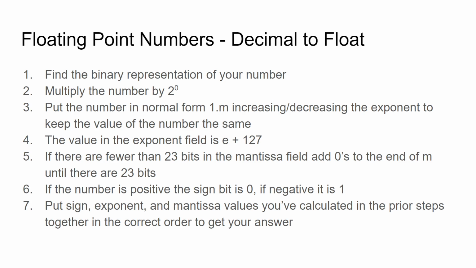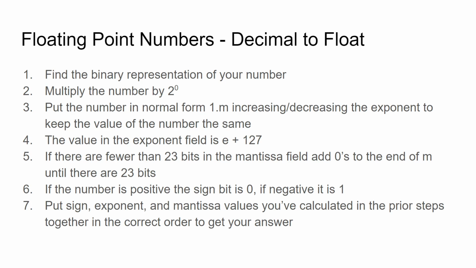Why do you think we add them to the end of the field and not the front? Remember, our numbers are in the form 1 point something. So if you put zeros at the front, it would now be 1.000000000m. Is that the same thing as 1 point m? No, right? You accidentally made it a lot smaller. But if we put the zeros at the end after the mantissa, it's going to be 1 point m 000000000, which is the same thing as 1 point m.